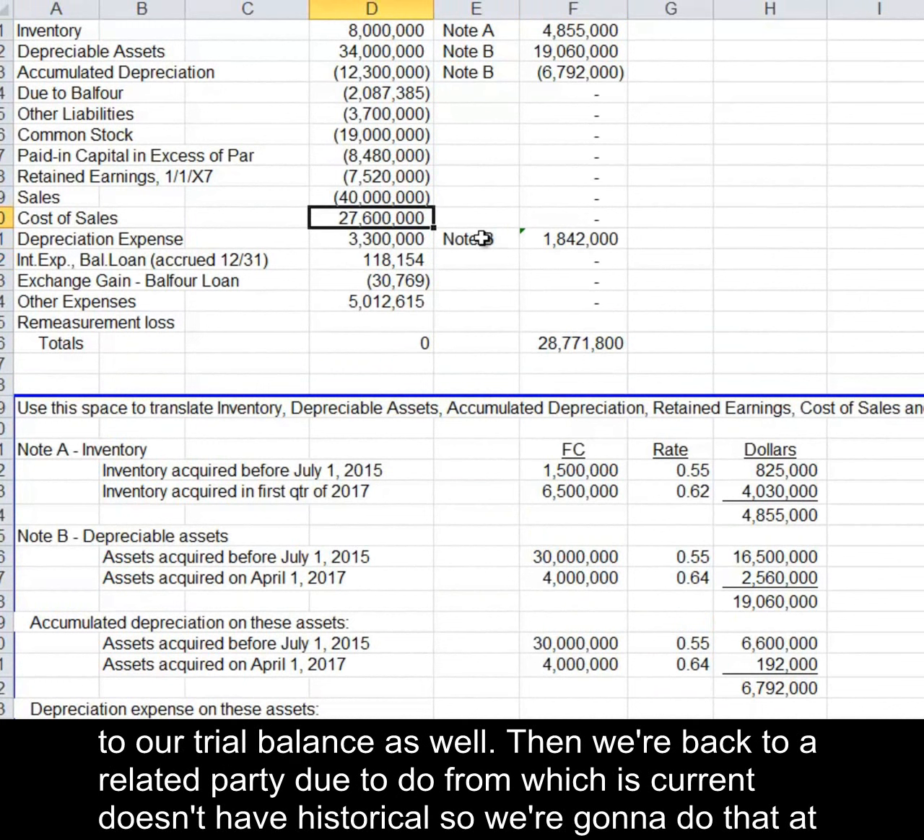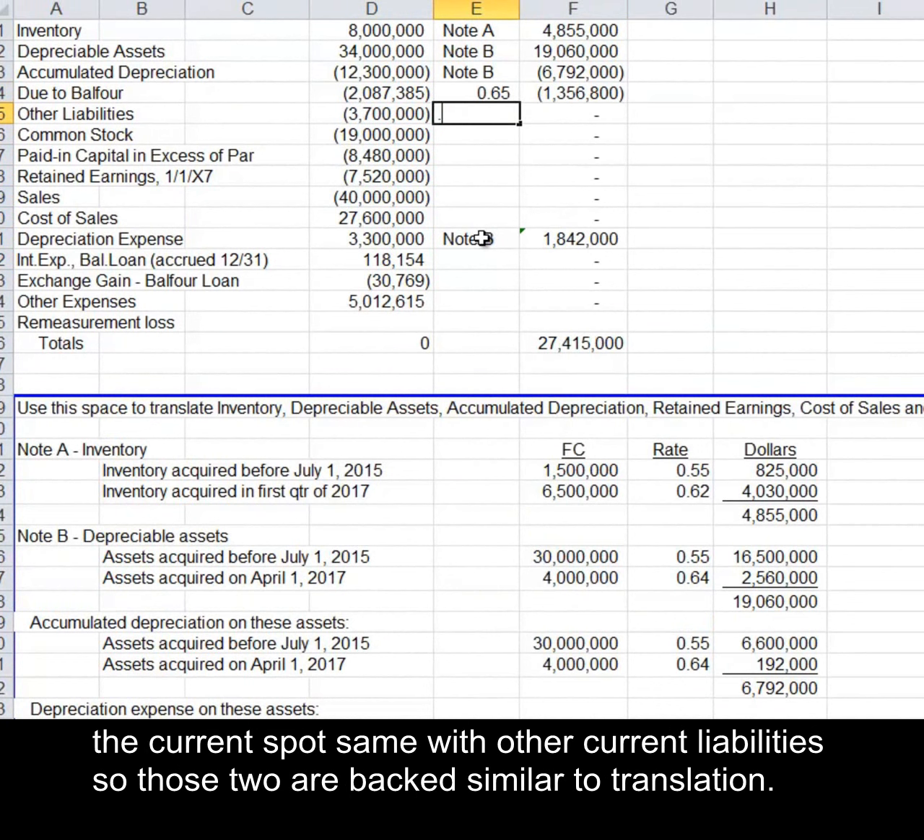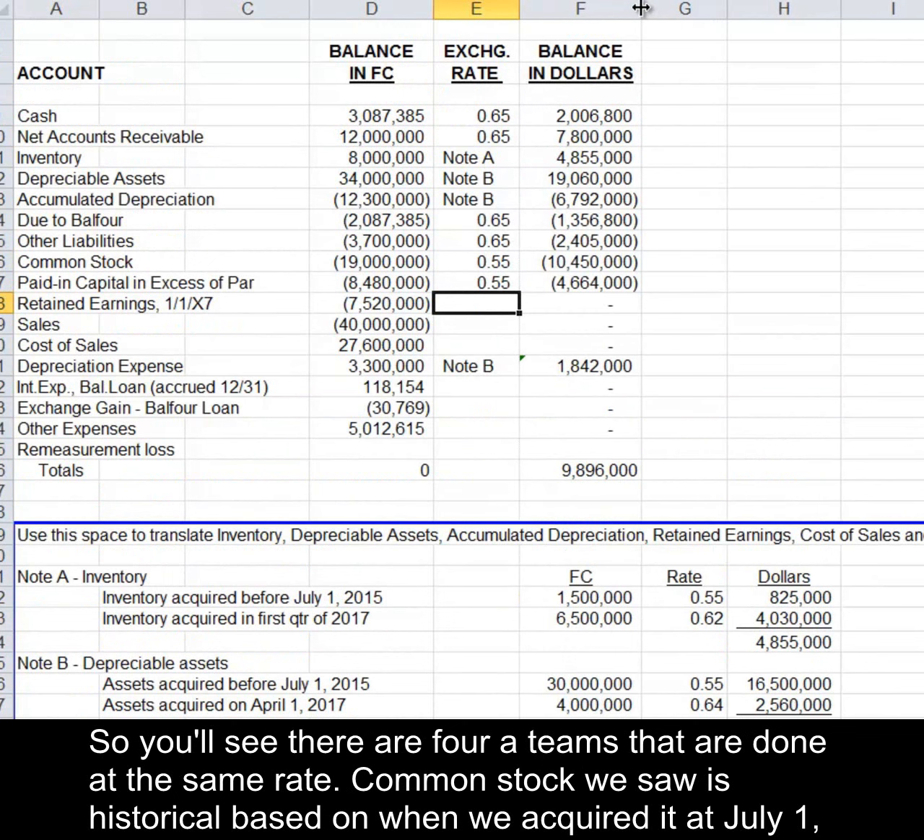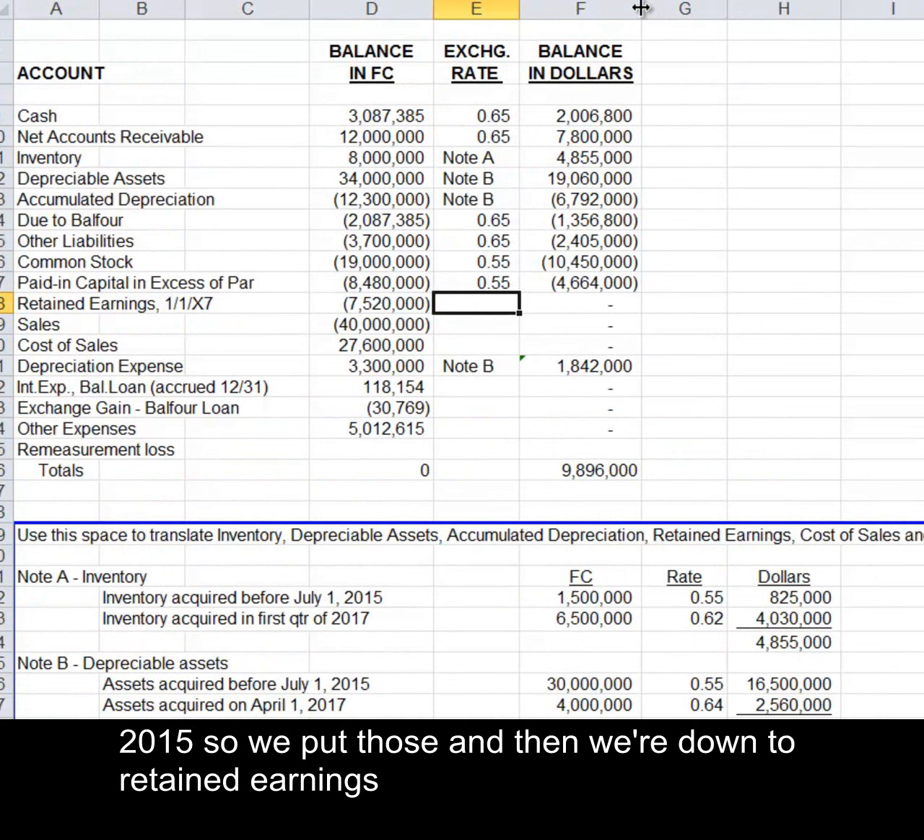Then we're back to a related party, due to, due from, which is current, doesn't have historical, so we're going to do that at the current spot. Same with other current liabilities. So those two are back similar to translation. So you'll see there are 4 items that are done at the same rate. Common stock we saw is historical based on when we acquired it at July 1st, 2015. So we put those in. Then we're down to retained earnings.